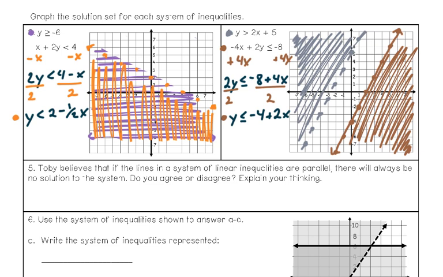What do you think it means about the solution set for this system? In this particular instance, there's no overlapping shaded region. So for number 4, we could say that there's no solution to this system of inequalities. Brings me to number 5.